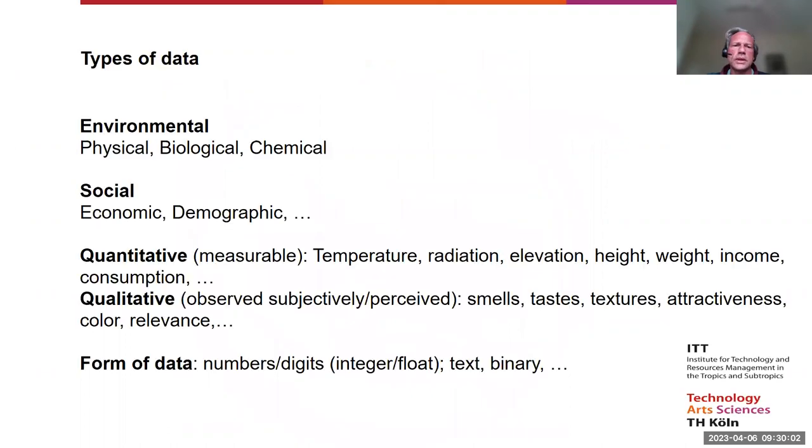Now, let's look at data. What kind of data are we handling? Of course, we have environmental data. This is physical, biological, chemical, classically speaking. We are measuring certain things. That means we are taking samples, bringing them to the lab, analyzing them. We are observing in situ with sensors, or perhaps with our own observation, or with remote sensing. That is a large set of environmental data, but also social data, that is data related to people.